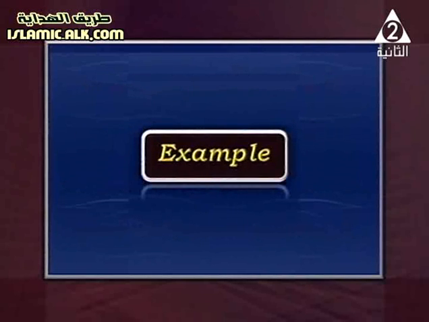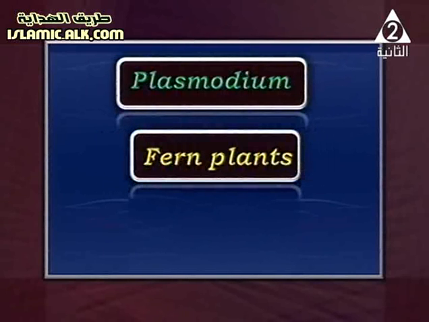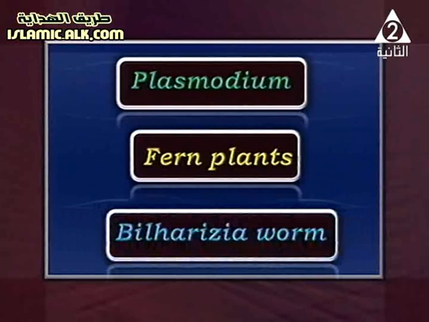We have some examples for alternation of generation, such as the plasmodium, which has a full cycle, and also fern plants, like adiantum, as we're going to study. We also have one of the most common examples, the bilharzia worm. It also reproduces by two ways, sexually and asexually, one inside the human and one outside the human, in the snail in the water.